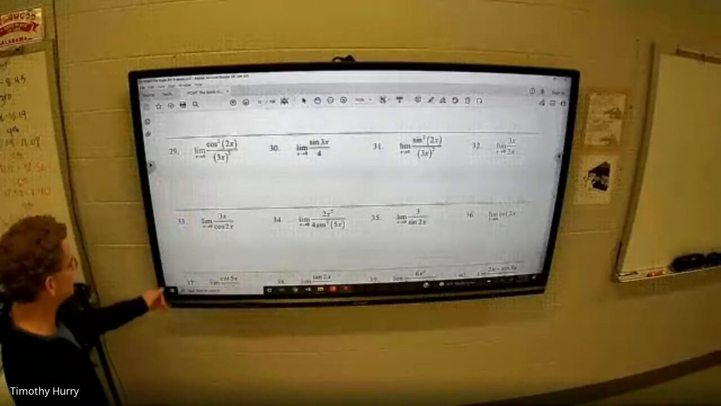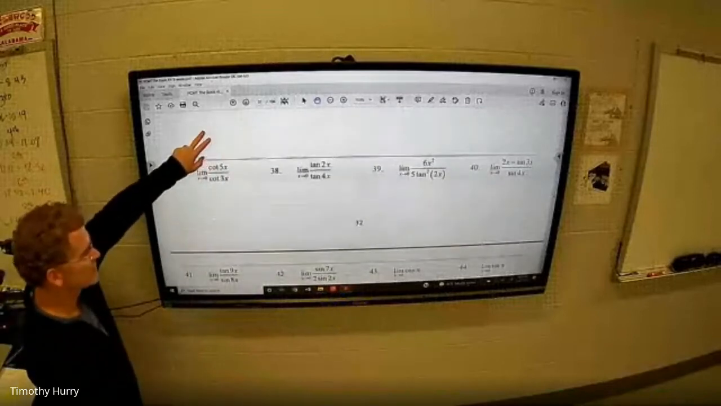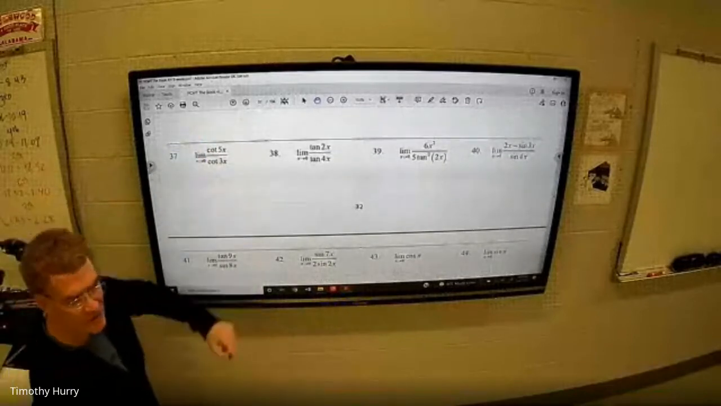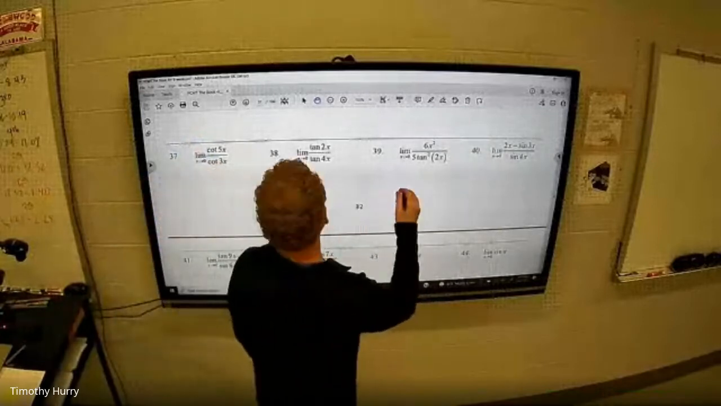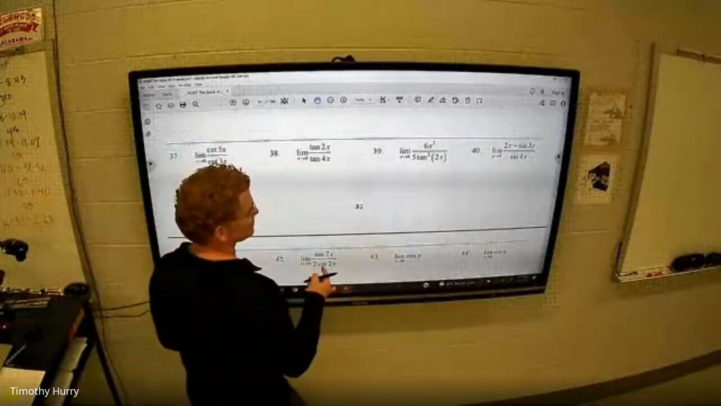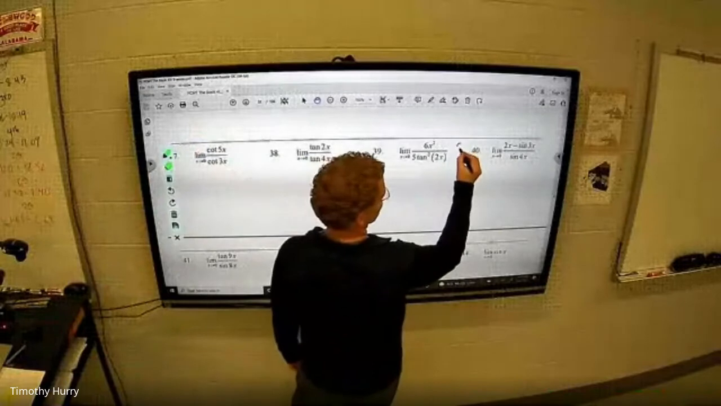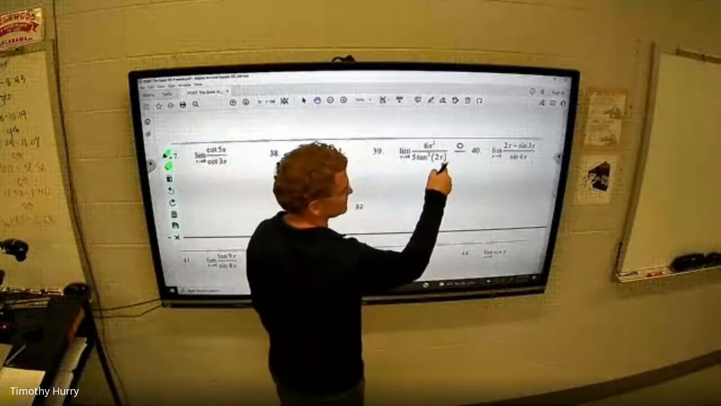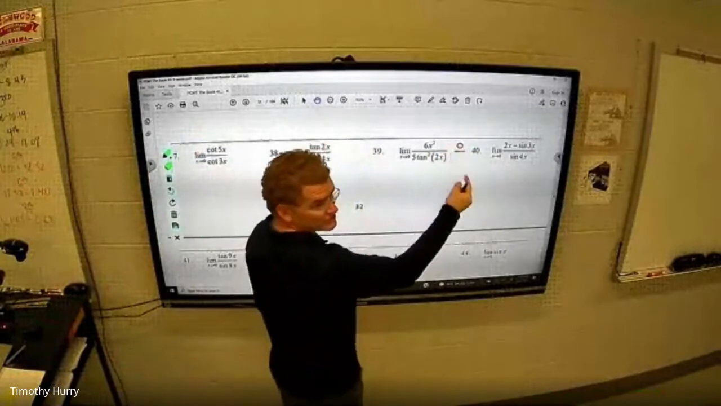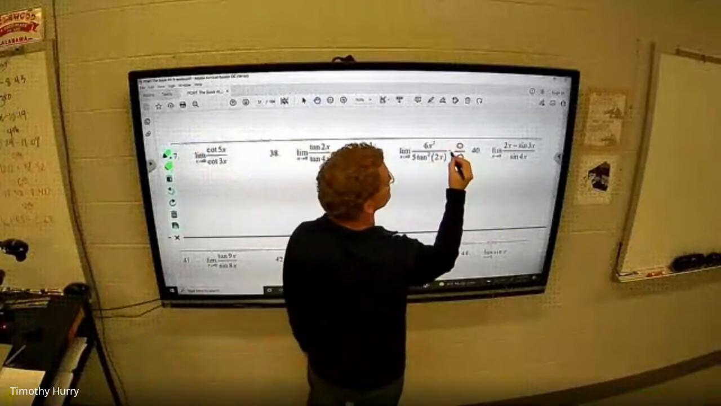39. So again, I plug a 0 in. 0 squared is 0. 0 times 6 is 0. So I get a 0 in the numerator. And then I go to the denominator. 2 times 0 is 0. Tangent of 0 is 0. 0 squared is 0. 0 times 5 is 0. So I did get 0 over 0.